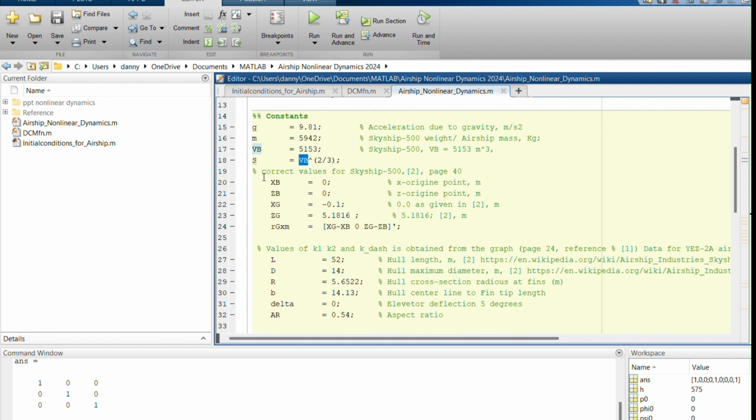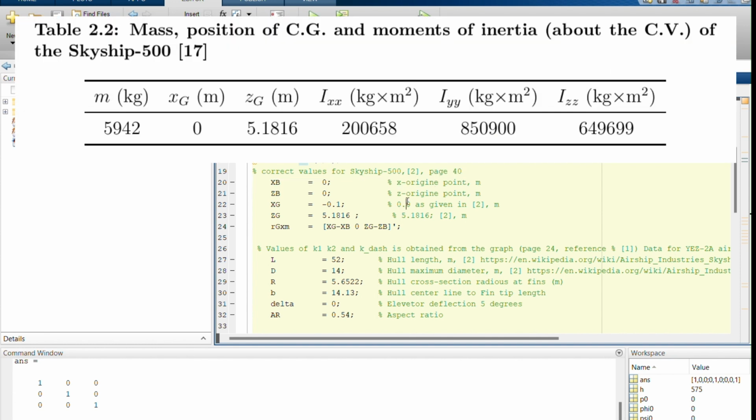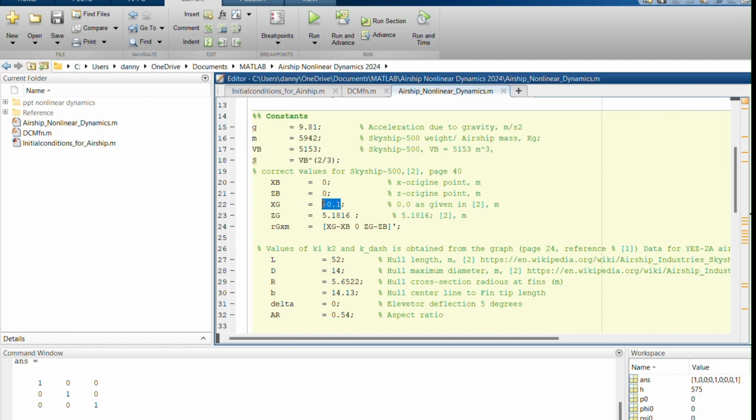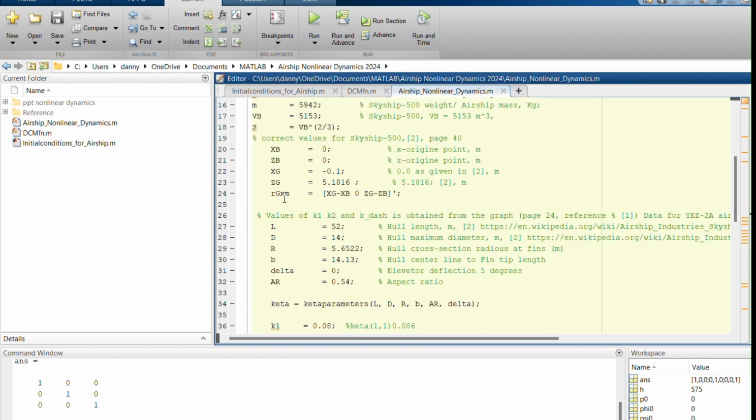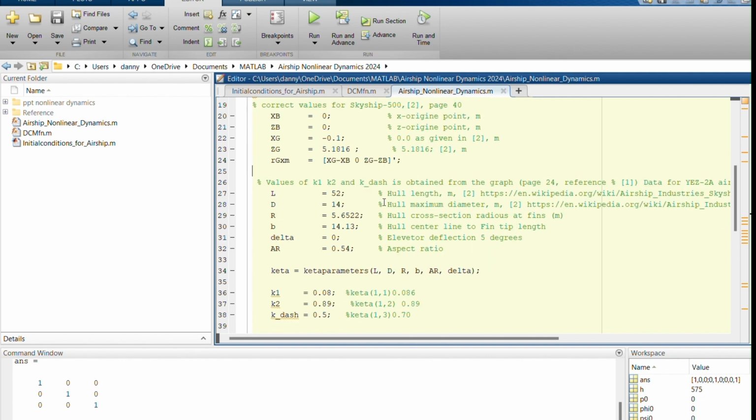And then we have, from the reference page 40, as I showed you, the x and y location of the center of buoyancy, which is in our case the origin, that is why it is 0, 0. And then we have the location of the center of gravity with respect to the origin of the vehicle, which is the center of buoyancy, and this is what is given over here. Based on this, the rgx vector is calculated, which is the difference between the center of gravity and center of buoyancy location.